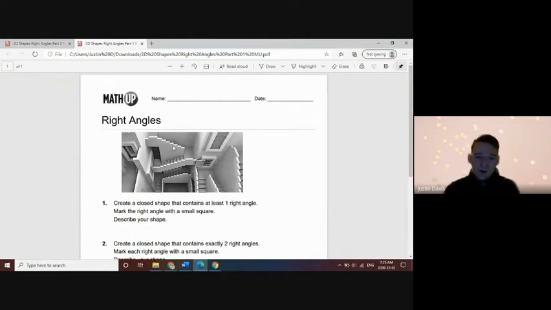It's got this cool picture of kind of looking down a stairwell, and you've got stairs going in all different directions. It's pretty interesting, and you'll see that every shape in this picture is made using perfect corners, and we like to call those right angles, where two lines come together to make a perfect corner.